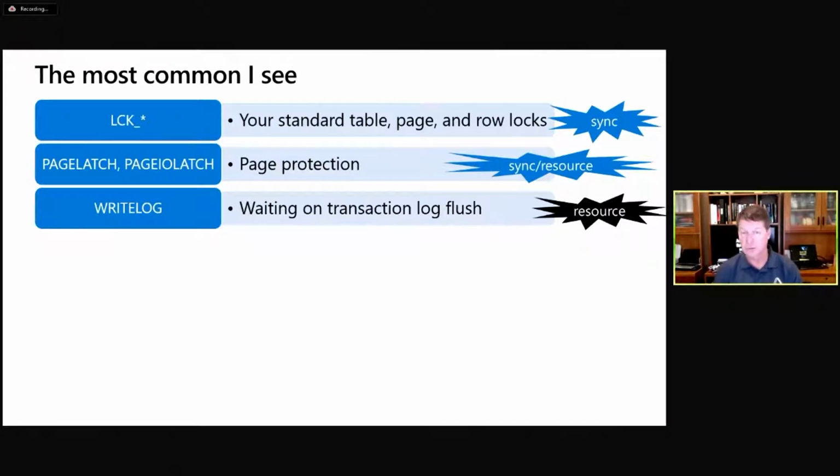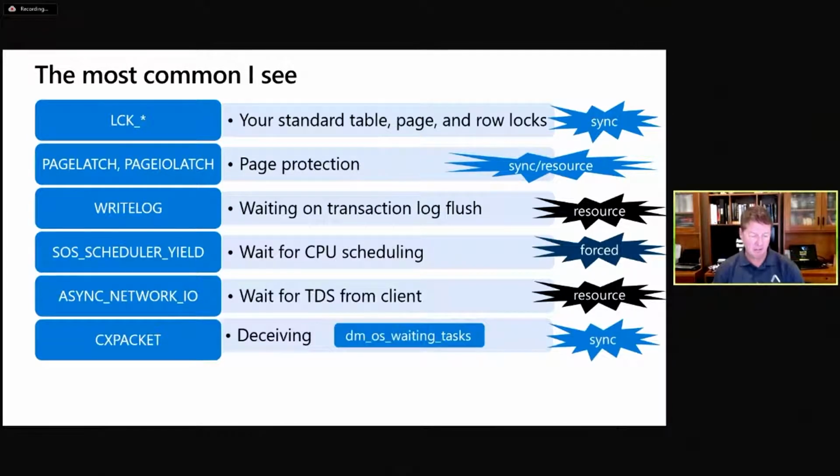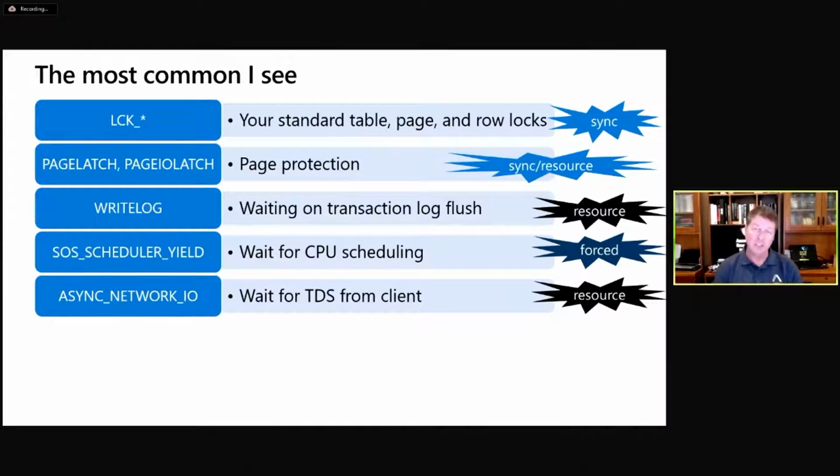And that's why I call it a resource wait, because it's usually indicative of waiting on IO when we're flushing log buffers. Now, SOS schedule yield, excuse me, back up a little bit. SOS schedule yield is waiting for CPU scheduling. I'm going to show you a more detailed slide in a second of how that actually works. And I call that a forced wait, because this is where in the code we are forcing our own threads to wait to ensure we properly schedule all CPU resources across SQL Server.